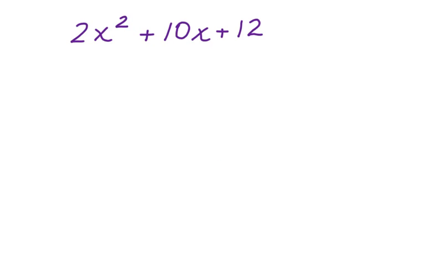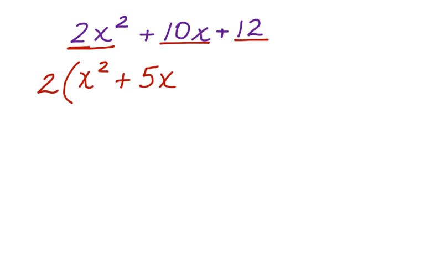2x squared plus 10x plus 12. The first thing I'm going to do is notice that the coefficient with the x squared is not 1, it's a 2. So the first thing I'm going to do is see if there's a common factor of this term and this term. 2 is a common factor of all three terms, so let's take out the 2. That leaves me with x squared plus 5x plus 6.